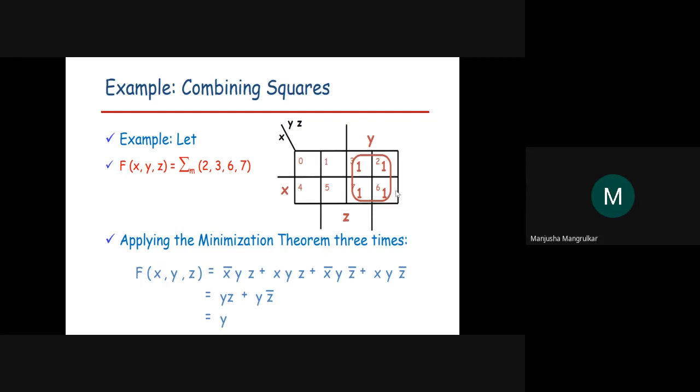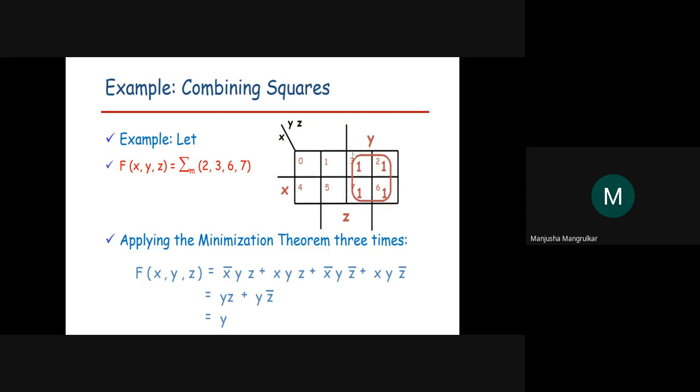First you need to draw the tabular form, x, y, z. You need to fill in 0 0, 0 1, 1 1, 1 0, right? Here 0 and here 1, right? And then M0, M1, M2, M3, M4, M5, M6, M7. Now the terms 2 is 1, 3 is 1, 6 is 1, and 7 is 1. Now group these 4, right?